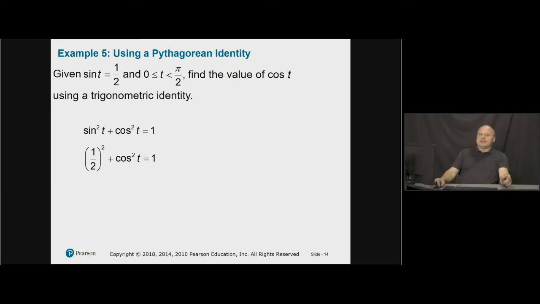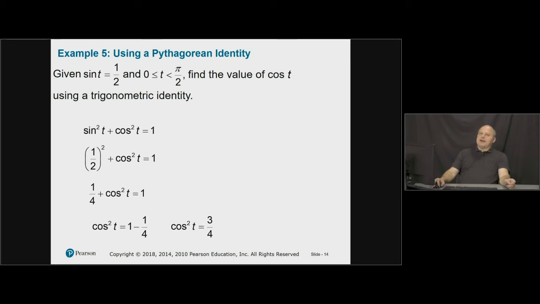So these are next just algebraic steps. 1/2 squared is 1/4. Cosine squared of t stays put. 1 stays put. Then you're going to subtract 1/4 to isolate the cosine function. So cosine squared of t is 3/4. Why is that? Because 1 minus 1/4 is 3/4.